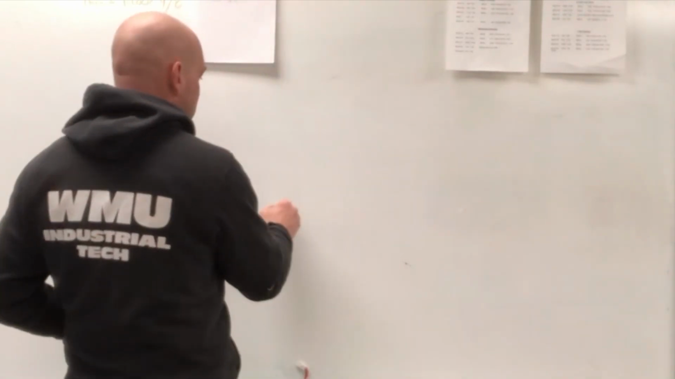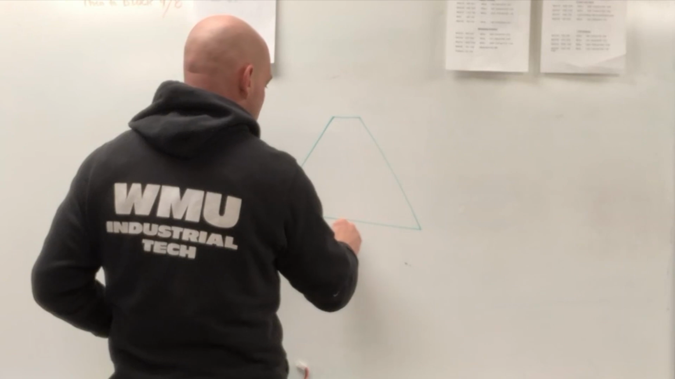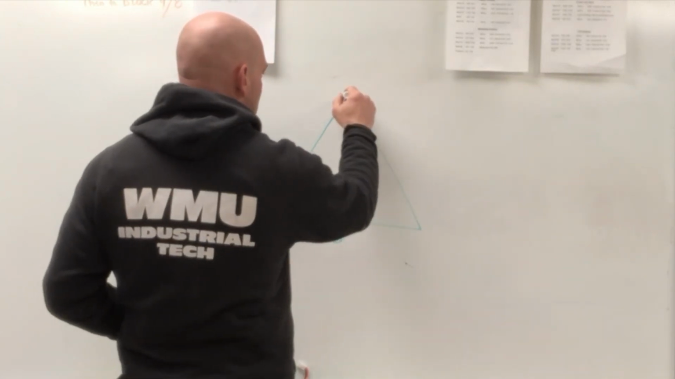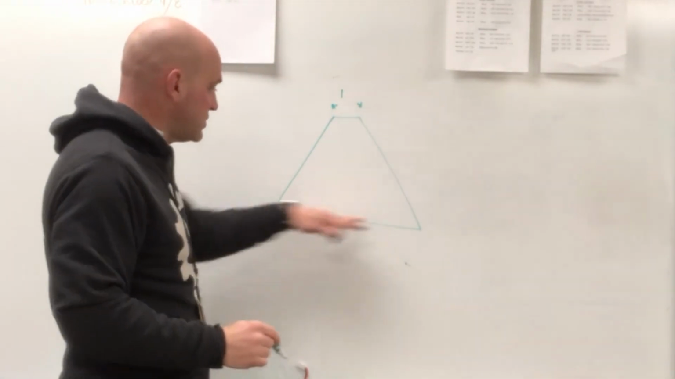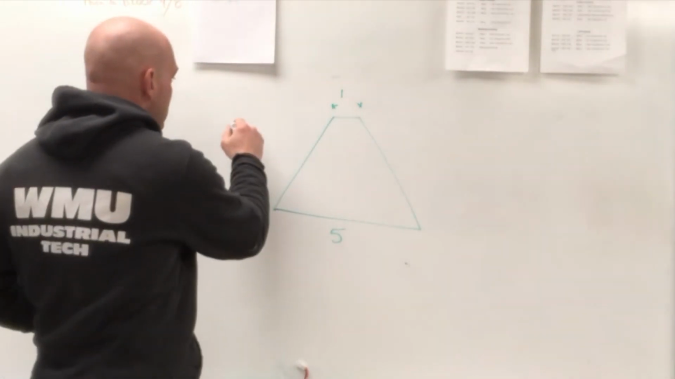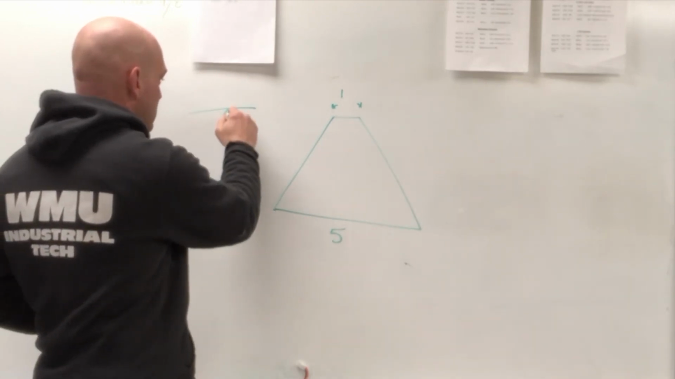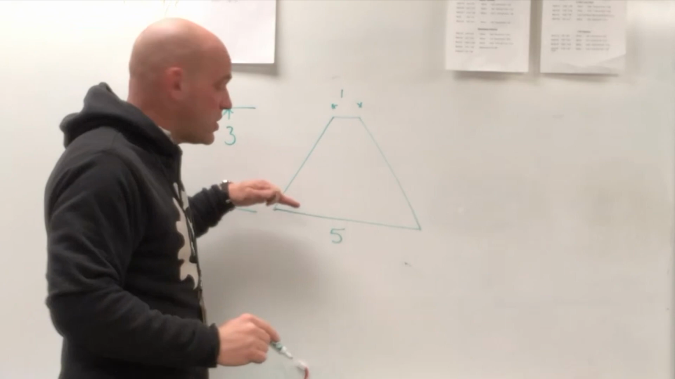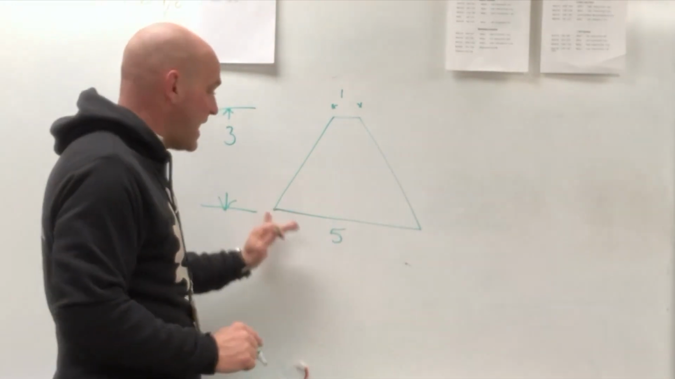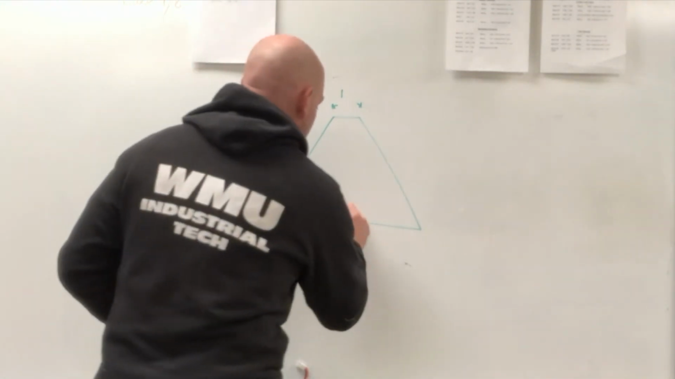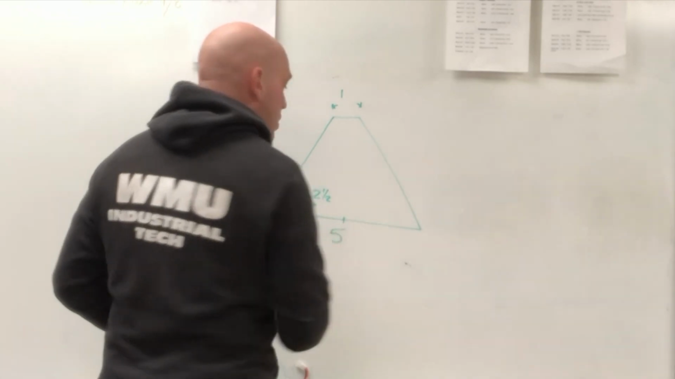Do another example. We'll say we have a 5-inch line and we have a 1-inch line up top. So this one's 5, this one's 1, and we'll say this is 3 inches tall. So we can start, make our 5-inch line. Find the center of that. Half of 5 is 2.5. So at 2.5 over, I'm making a mark.